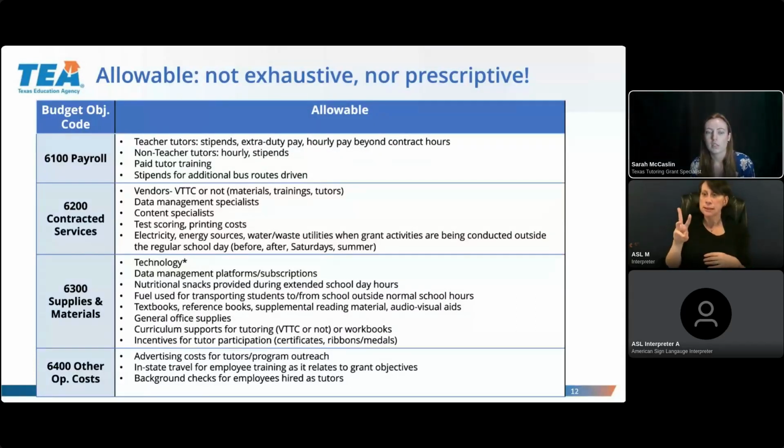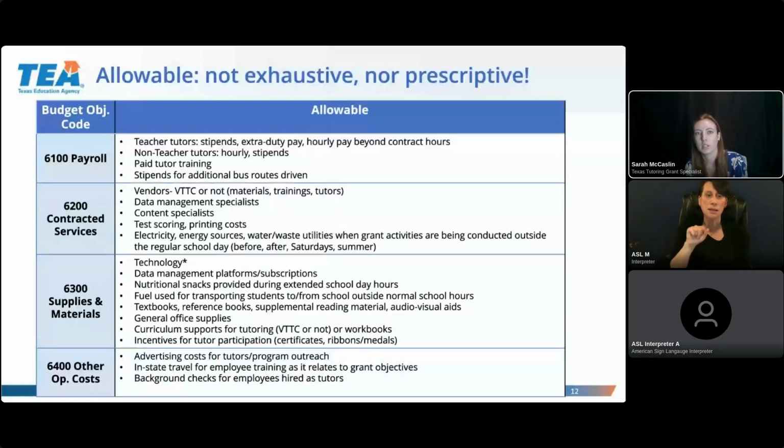6,200 contracted services. If you've got money that you're struggling to spend in this category, consider the Vetted Texas Tutor Corps. Again, both maybe some additional supplemental materials from the subsidized providers that aren't necessarily covered by the licenses we provide you for free, or on the approved provider list. Is there another vendor that you're interested in working with?